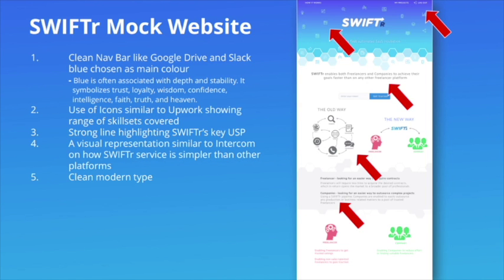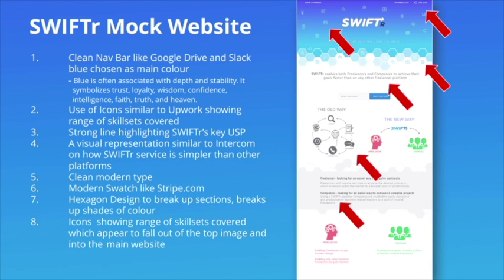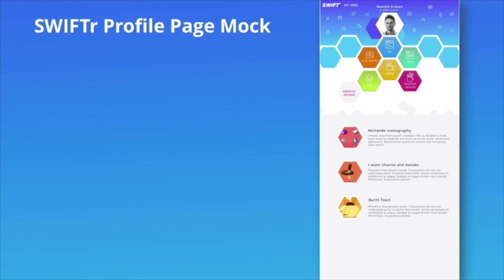There's also a nice, clean, modern type, and a modern swatch like Stripe.com. The hexagon design breaks up sections and shades of color, and icons show a range of skill sets covered, which appear to fall out of the top image and into the main website itself.